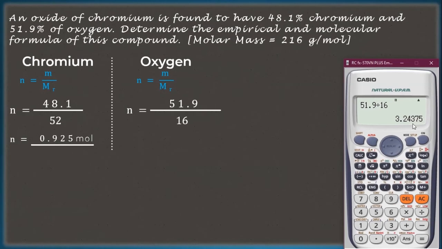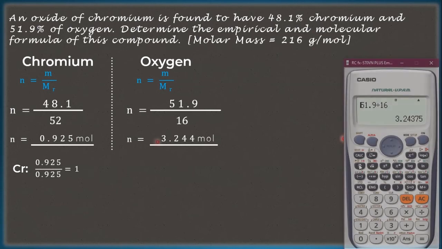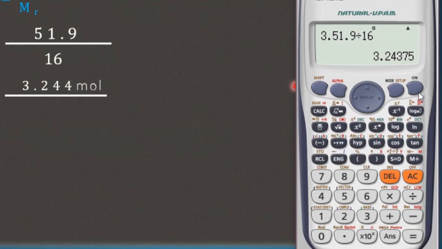Therefore, N is equal to the answer we just agreed on. Now, we're supposed to find the simplest ratio between chromium and oxygen using this number of moles. Therefore, we're going to divide by the smallest mole, 0.925. So chromium will be given by 0.925 divided by 0.925, which just gives us 1. For oxygen, we will have a slight change here. And divide it by 0.925.